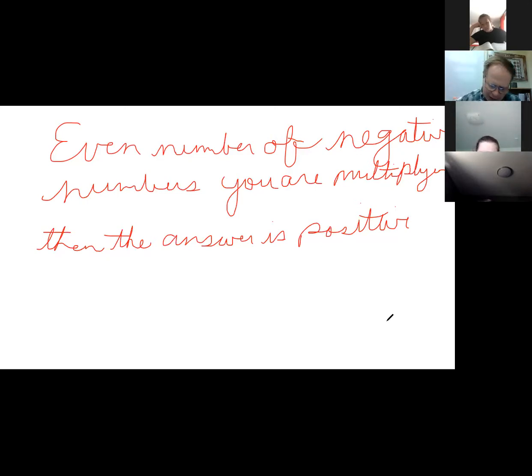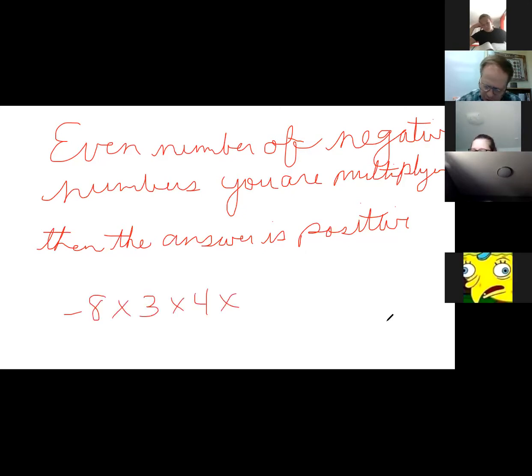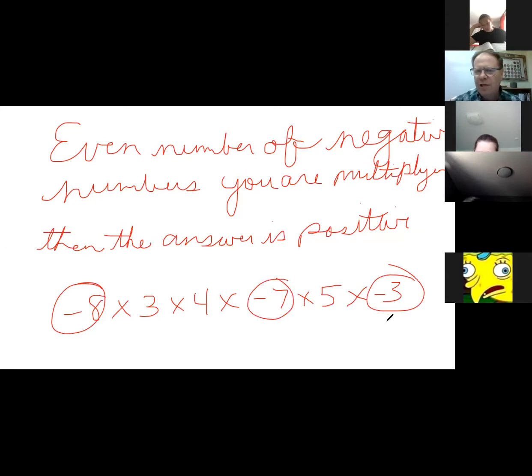Okay, so if I was going to multiply -8 times 3 times 4 times -7 times 5 times -3, when I multiply all that out, I guess I should use dots in there really, but that's okay. So you get the idea. I have one negative number, two negative numbers, three negative numbers. That means my answer is going to be which one, positive or negative? Negative. It's going to be negative because it's an odd number. Whenever you have an odd number of negative numbers, the answer is going to be negative. And everything else is done the same way. You multiply exactly the same way.